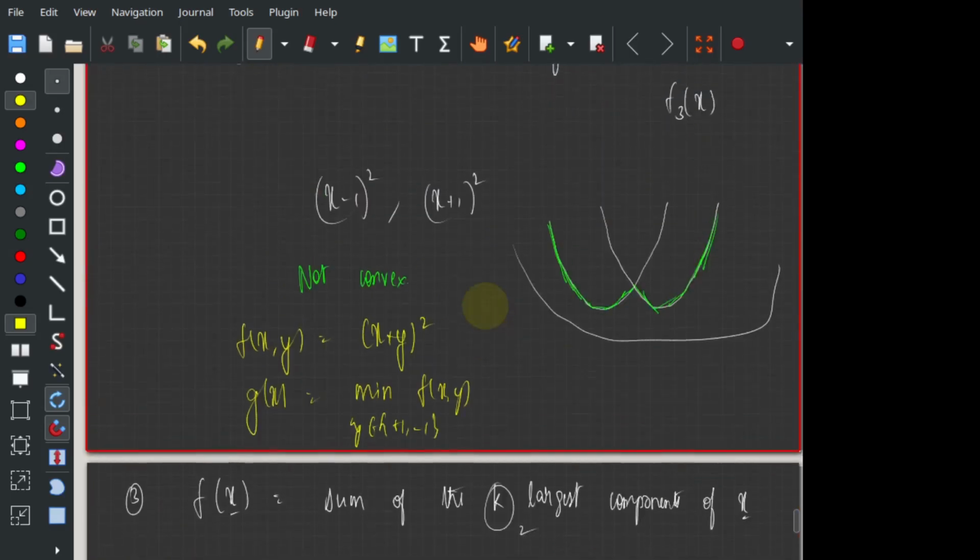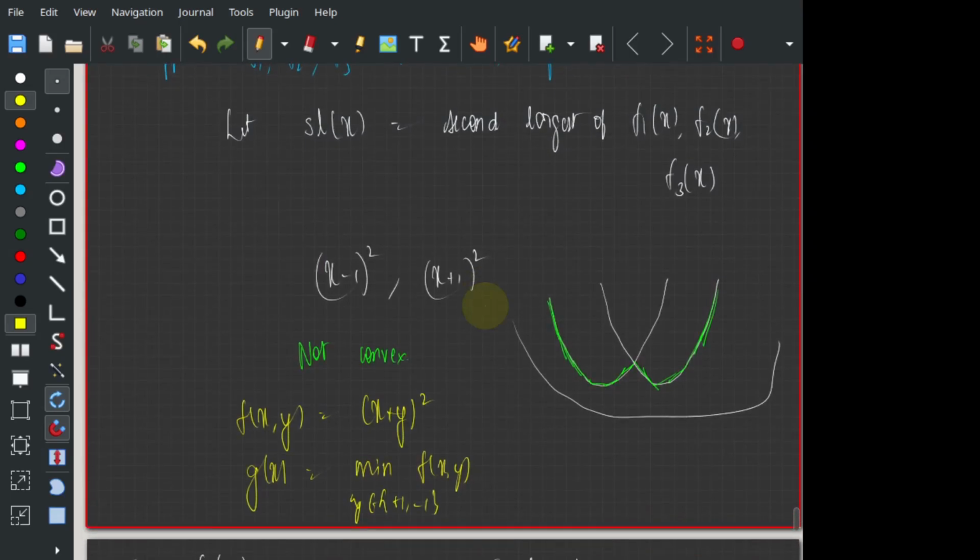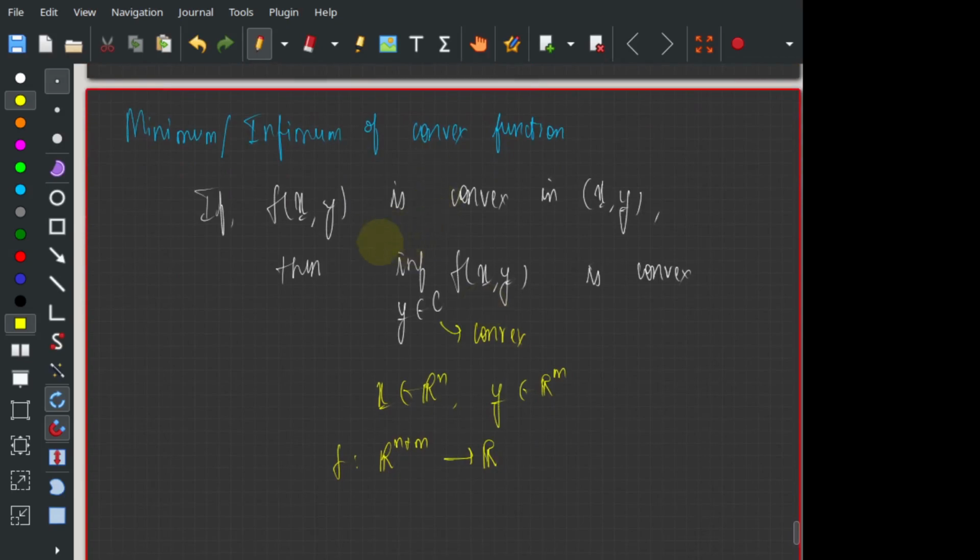So coming back to the previous example, I claim that it's not possible to write it in this particular form as the infimum of f of x comma y, where y is taken over a convex set. The resulting f of x comma y would not be convex in x comma y. It would be convex separately in x, but not jointly, because the set that you're minimizing over just contains plus 1 and minus 1. It's not a convex set.